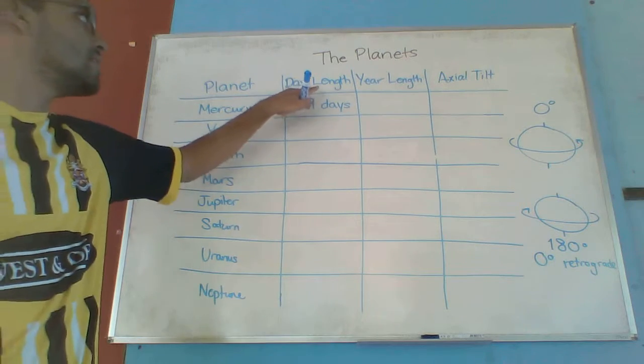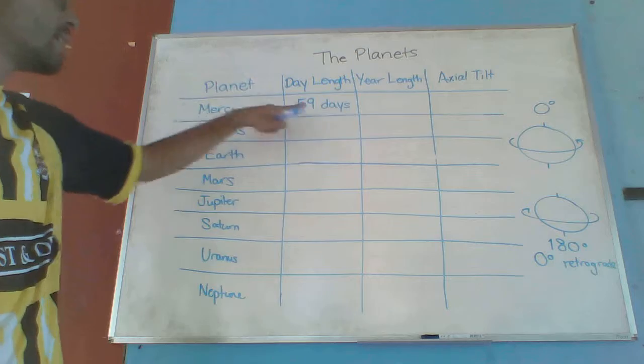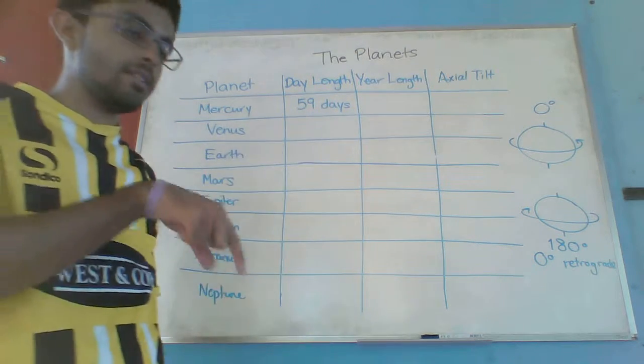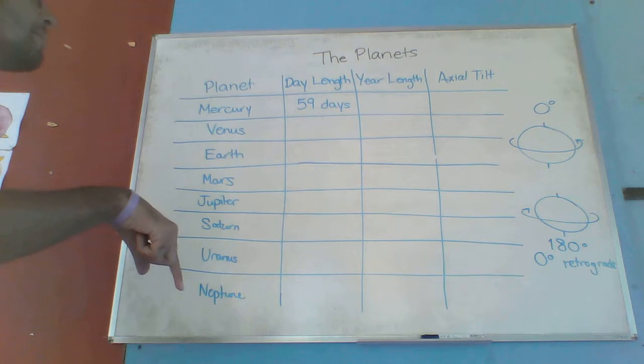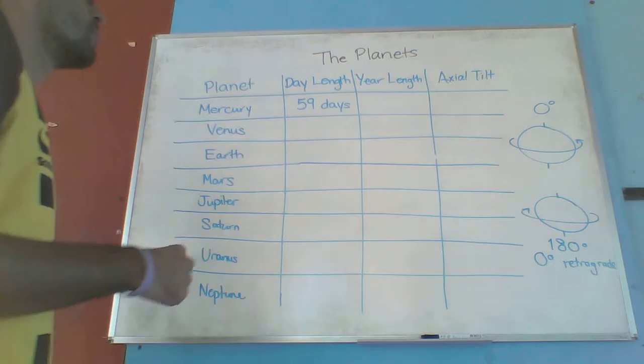So basically the day length here is the length of a day on a given planet. This day means Earth days. So 59 of our Earth days is how long it would take for one day to pass on Mercury.